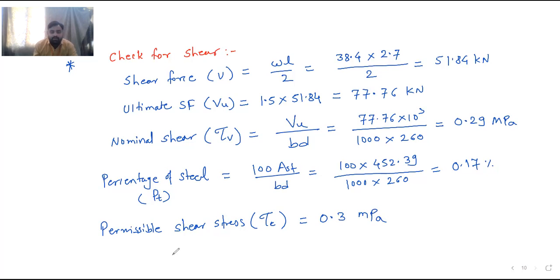So here what is happening? Here your tau V is less than or equal to tau C. Hence, it is safe in shear. So this is safe in shear now.